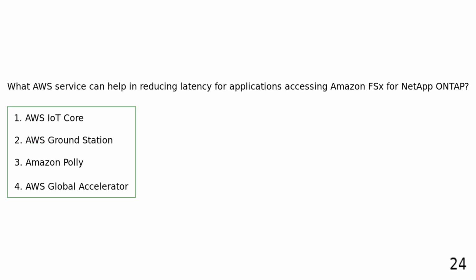What AWS service can help in reducing latency for applications accessing Amazon FSx for NetApp ONTAP? AWS IoT Core, AWS Ground Station, Amazon Polly, AWS Global Accelerator. AWS Global Accelerator can reduce latency for applications accessing Amazon FSx for NetApp ONTAP.